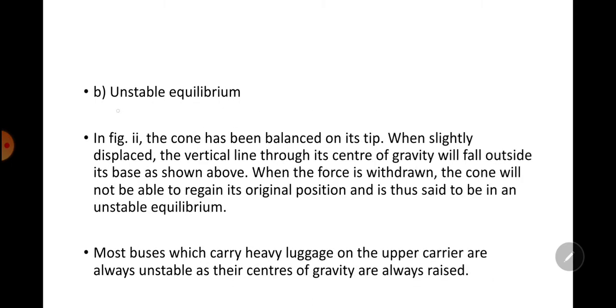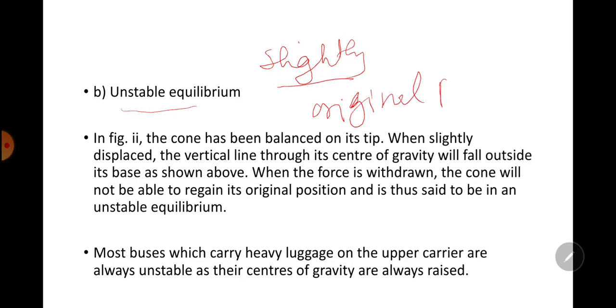Unstable state of equilibrium. If you disturb a body slightly and it does not regain its original position, then the body is said to be in an unstable state of equilibrium. For example, if you take a pencil like this, if you disturb it slightly, it will adopt a new position. Its center of gravity will be lowered.